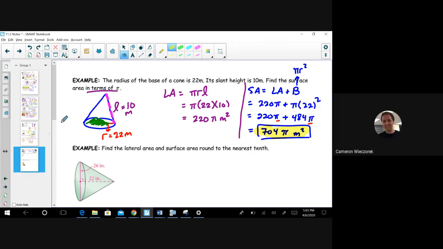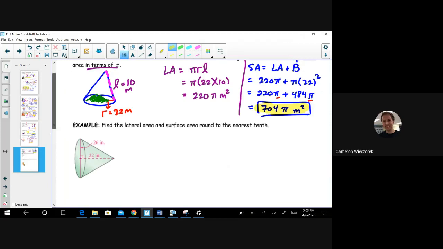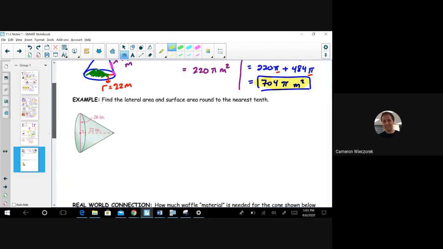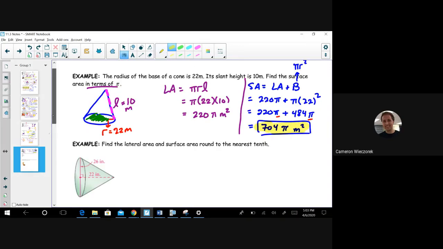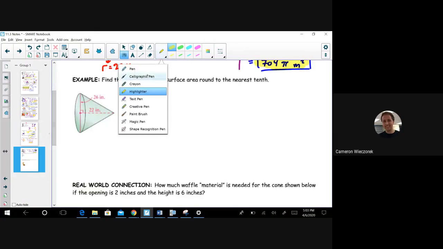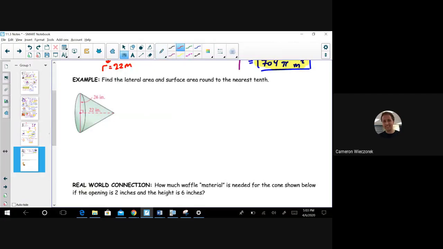Okay. The next one says find the lateral area and the surface area, round to the nearest tenth. If you notice in this problem, they no longer provide you with the lateral area. They give you the height of the cone, and they give you the diameter of the circle. So they're giving you the entire distance across is 26. If the diameter is 26, I'm going to need the radius. Cut it in half. So the radius would be 13 inches.